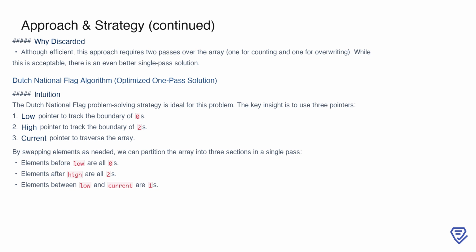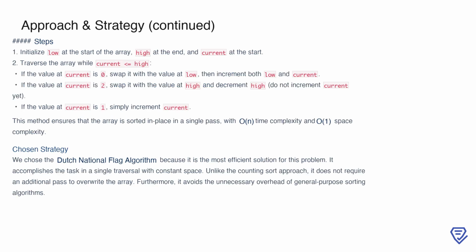As we process each element, we swap values as needed to ensure that elements before the low pointer are all zeros, elements after the high pointer are all twos, and elements between low and current are ones. This approach avoids the need for counting or additional passes, making it both time efficient and space efficient. By carefully managing these pointers, we can reorganize the array in a single traversal while keeping the algorithm simple and elegant.